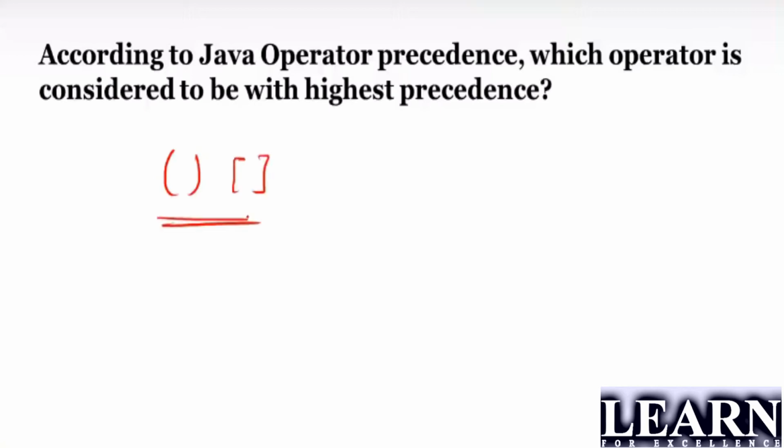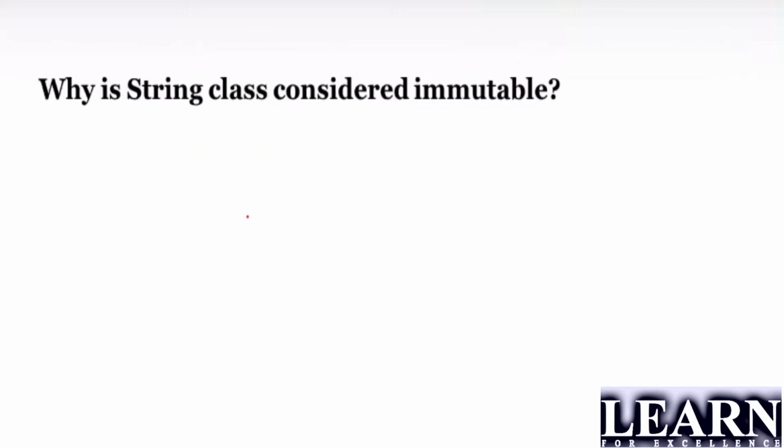Why is the String class considered immutable? What's the meaning of immutable? Yes, cannot be changed. Mutable means can be changed; immutable means cannot be changed. I can say that a string object, once it has been assigned, cannot be changed. Since it is immutable, it can be easily shared between many threads. You can share this string with any of the threads.